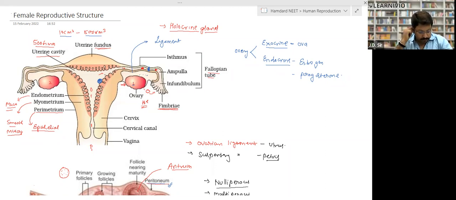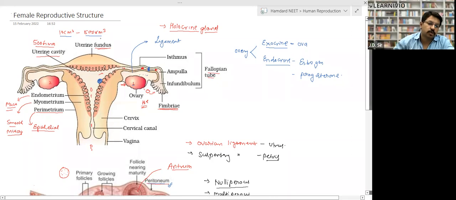It can increase its volume up to 500 times. In bracket, you can write from 10 centimeter cubic to 5,000 centimeter cubic. Next point.